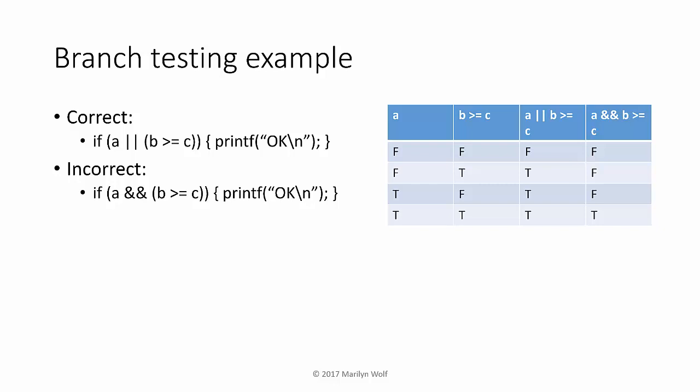If we test, for example, the false, false case and the true, true case, then we will see that these two statements agree. They both give the same answer. That means we wouldn't catch this bug. But if at least one of the tests we use is one of the rows in the middle, either false, true, or true, false, then we will see a difference in the output.